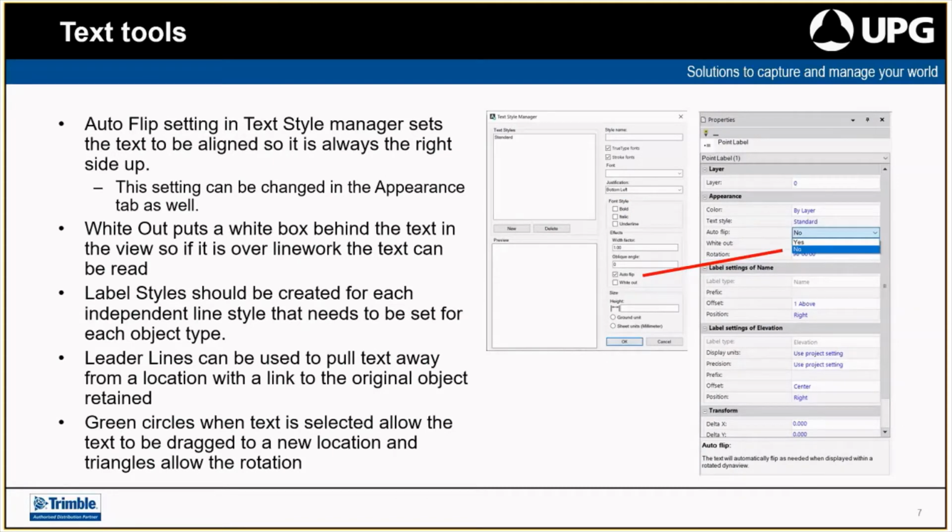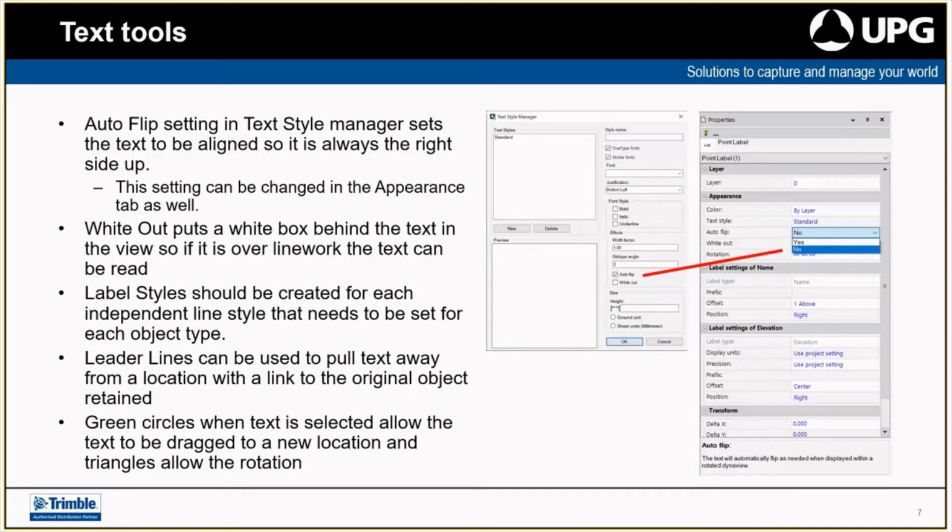So when we're looking at the text tools, the auto flip, as I mentioned, will flip that text from upside down to right way up automatically for everything that uses that text. You can do that manually in the properties when you select that text element as well. So if you don't want to do that as a global setting, you can do that as an individual setting.